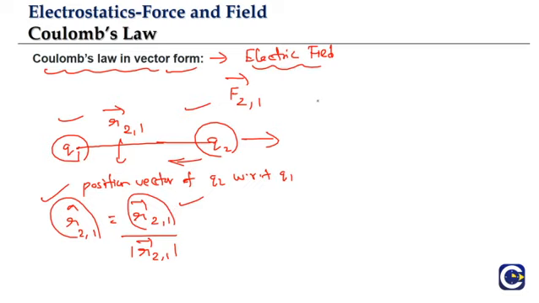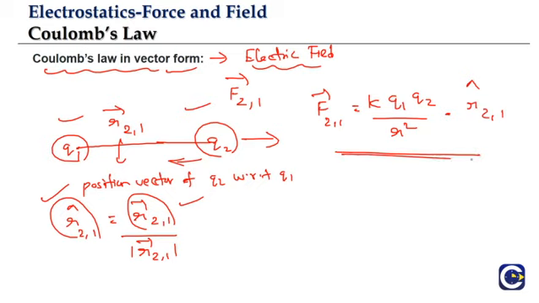So Coulomb's law in the vector form, the force acting on the second charge because of the first charge, will be given by K into Q1 Q2 divided by r square. Here I am using r just to indicate the magnitude of the distance between the two charges, into r cap 2 comma 1. So this is Coulomb's law in the vector form.